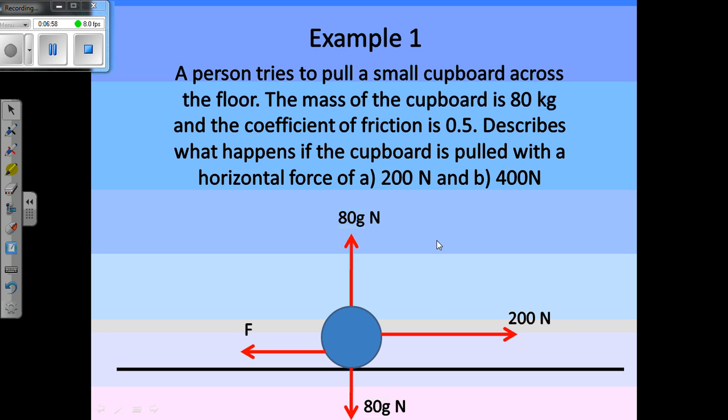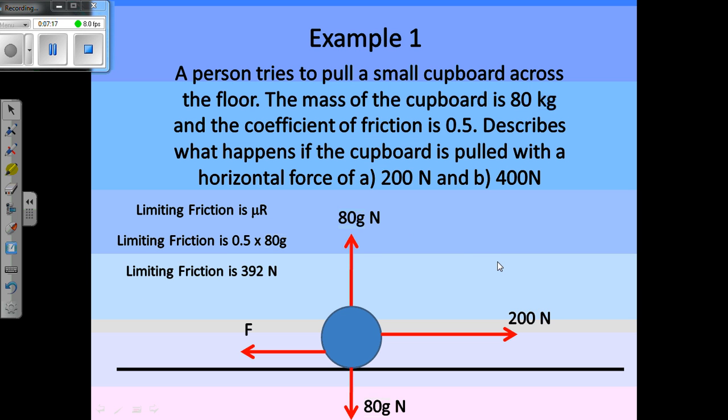Now, limiting friction is denoted by mu times R. Now we've got our mu as 0.5. We've got our normal reaction as 80g, so our limiting friction is 0.5 times 80g. So the limiting friction is 392. Now, what that is saying is that it's not until the frictional force gets to a value of 392 that motion will occur. Now since 200 newtons is less than 392, there is no motion.